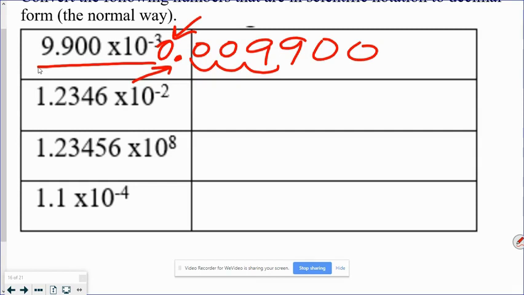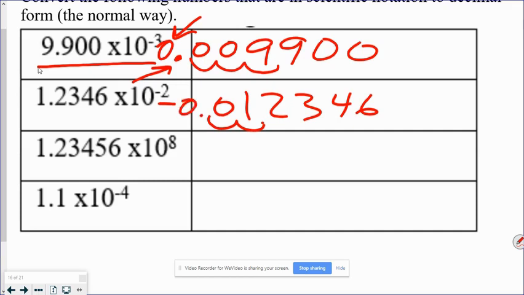Why don't you try the next 3? Pause the video, try the next 3. So we got 1, 2, 3, 4, 6. Decimal points right there. This tells me the number's got to be smaller than 1. So I have to move it 1 spot, 2 spots. So that 1 is in the 2nd spot.